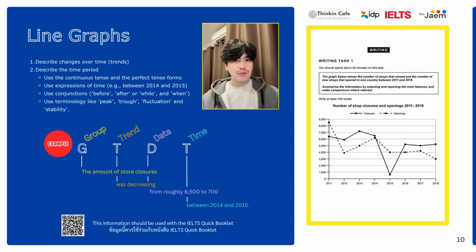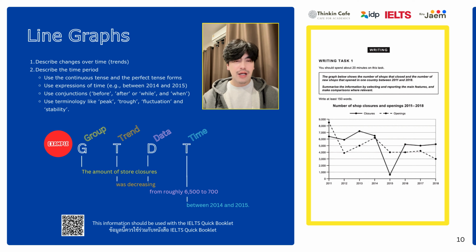GTDT, group, trend, data, and time. For example, you might say the amount of store closures was decreasing from roughly 6,500 to 700 between 2014 and 2015, for instance. Take note of the expressions of time that you can use. You might use such words as from 2014 to 2015 or between 2014 and 2015.